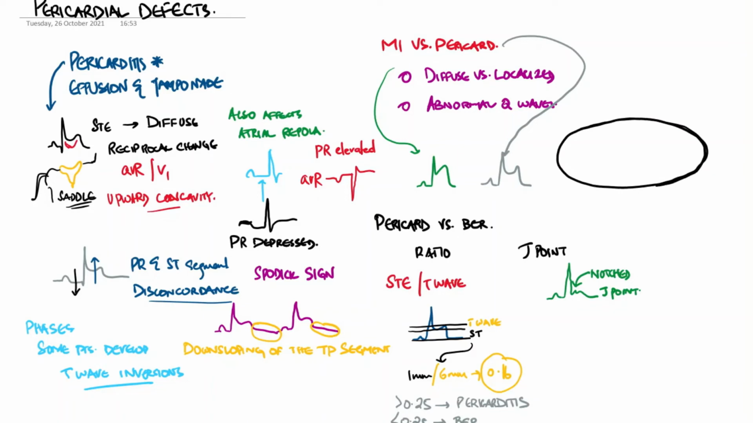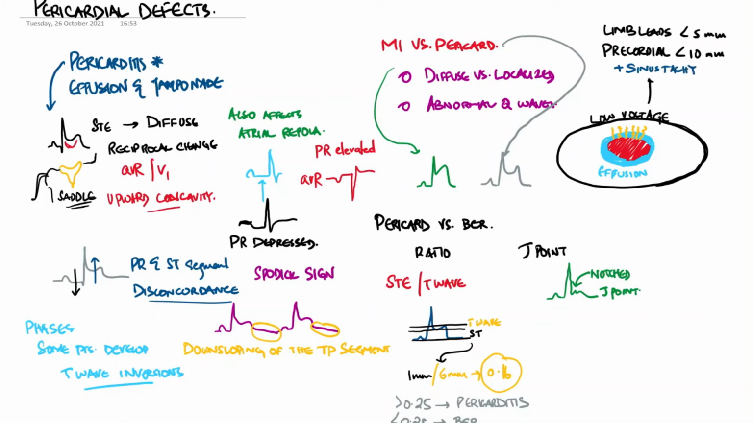Moving on, let's draw a chest wall over here. You can see the heart over here, and in blue, we're going to encircle the heart with a pericardial effusion. Now this layer of fluid is going to interrupt or block the flow of current towards the surface of the chest wall, and hence you will get low voltage complexes on the ECG. Now by definition, low voltage is going to be less than 5 millimeters in limb leads and less than 10 millimeters in precordial leads. You will also get a sinus tachycardia with a pericardial effusion.